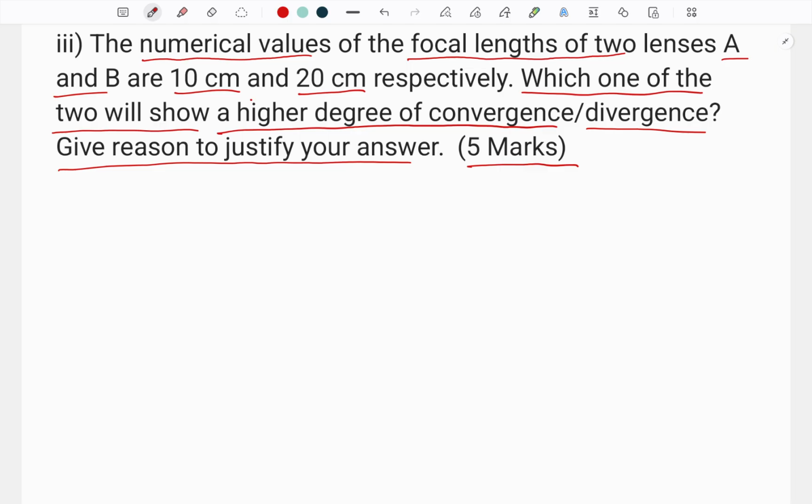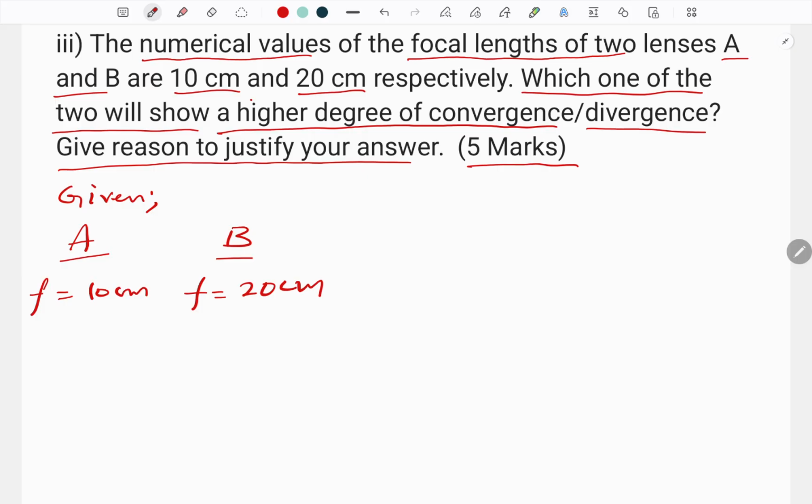Now let's try to solve it. First, let us always write the given data. What is the given data here? Two lenses are given, A and B. The focal length of A is equal to 10 centimeter and the focal length of B is equal to 20 centimeter. Which one of these will show more?